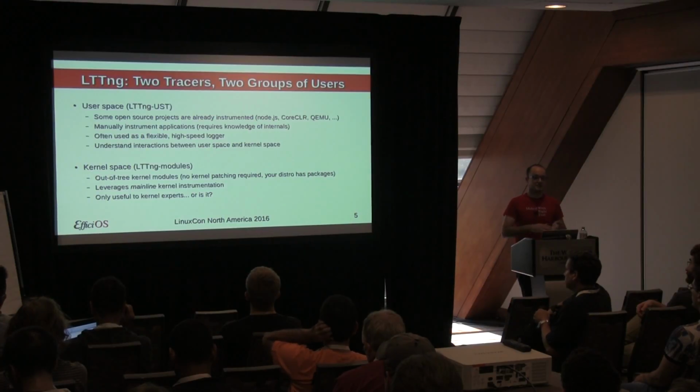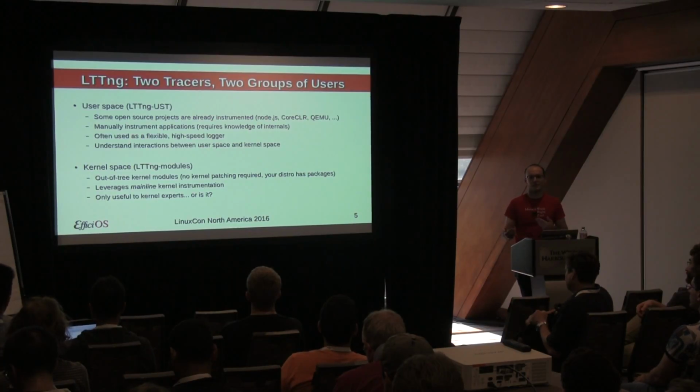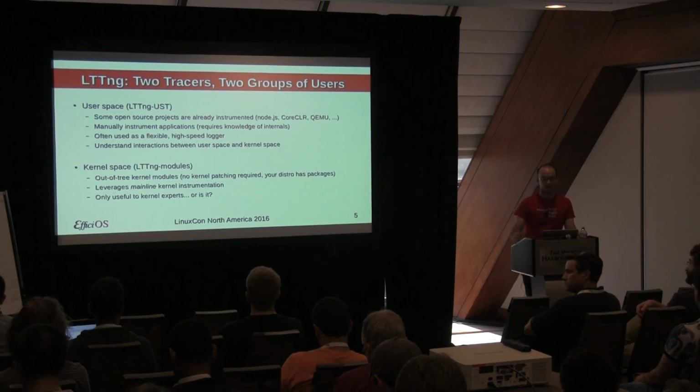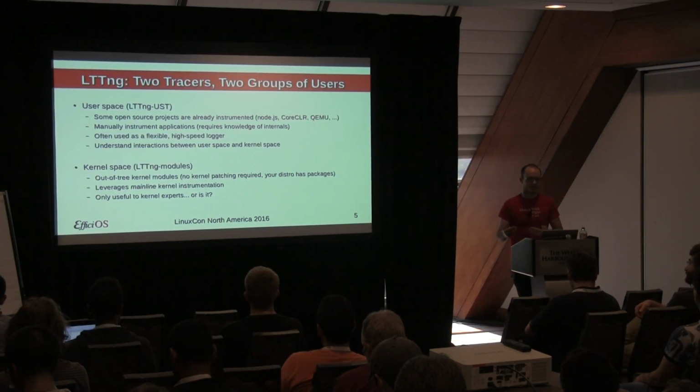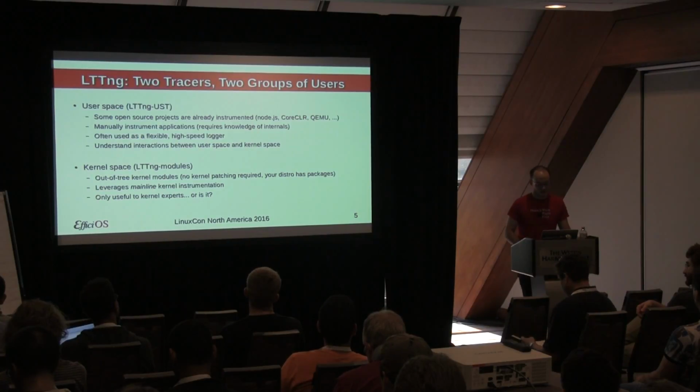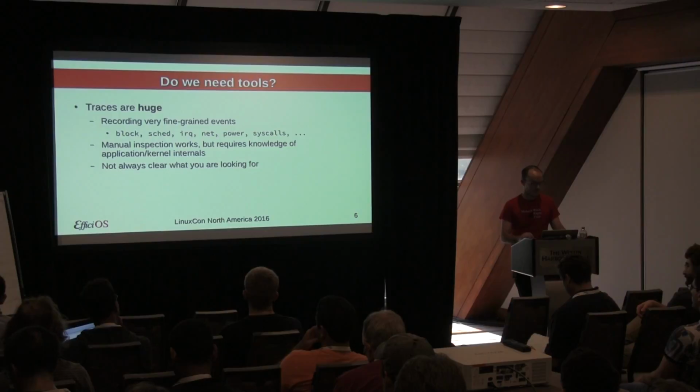It's often used as a flexible high-speed logger. So people benefit from filtering, trace streaming, snapshot modes, and all that stuff that LTTng does. On the kernel side, you really had users that are kernel experts, people who develop drivers, people who are looking for race conditions and those kinds of things, and there's not a lot of overlap between the two. The perception has long been that the kernel space tracer is only useful to kernel developers. Hopefully this is going to change your mind.